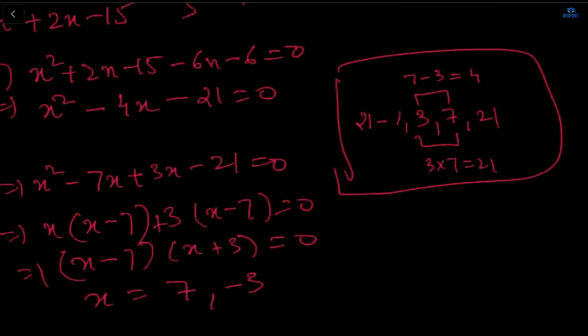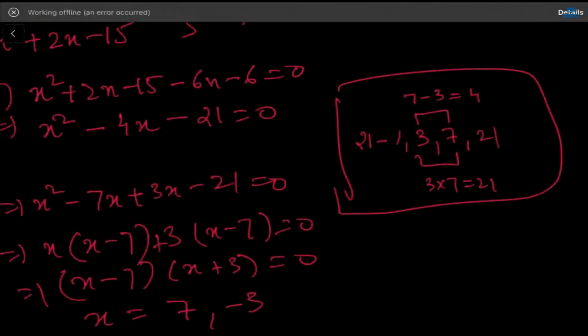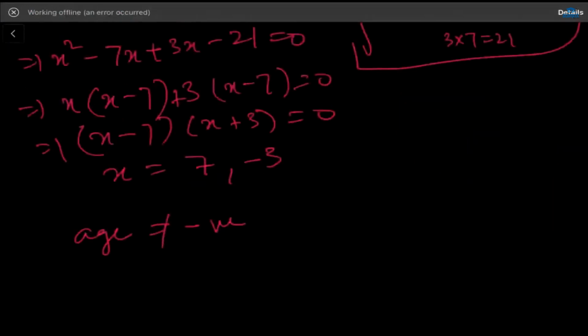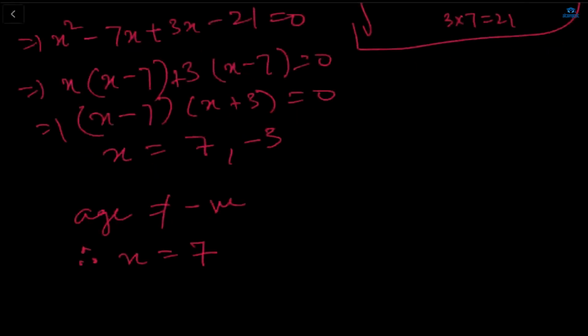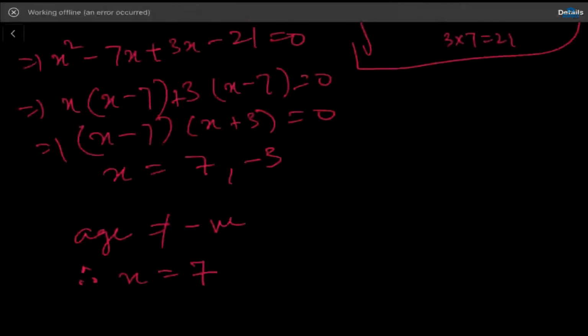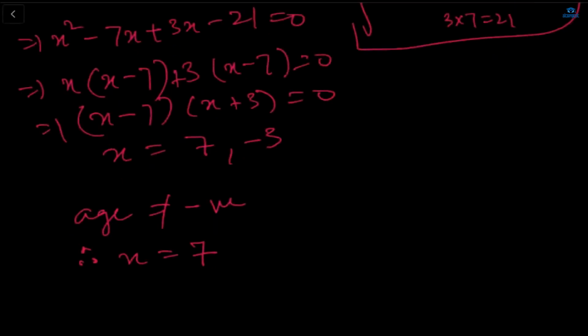Now age cannot be negative. Everybody knows, age cannot be negative. Therefore, x is equal to 7. So Anjali's present age will be 7. Whenever you're finding the value, you have to check also which value is going to suit your equation. Since we're talking about age, or speed, all the things where negative values cannot go, you have to check it.